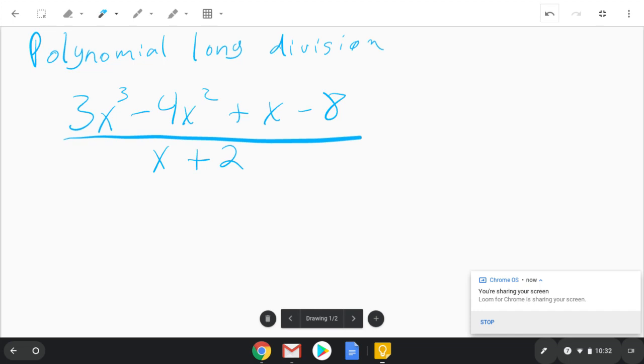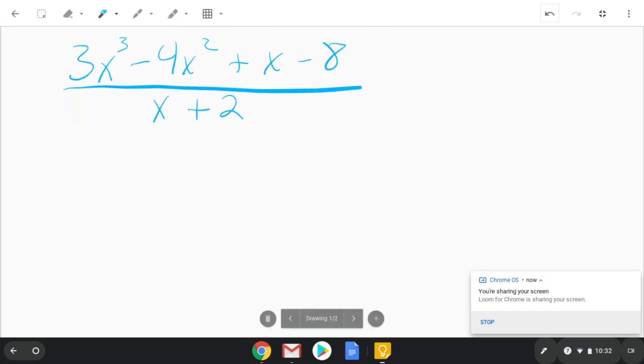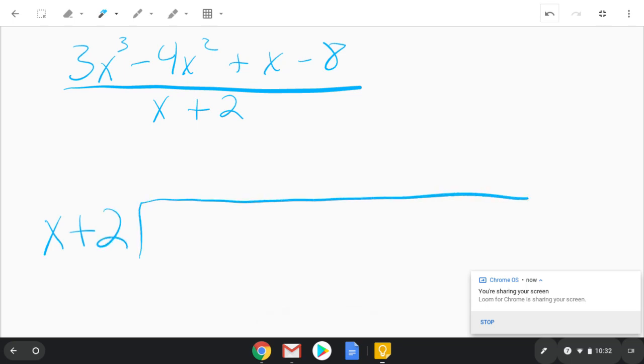The way we proceed with this is going to be doing long division, and it's going to feel a little weird. So you've got your divisor on the bottom. That goes on the outside of the house. And on the inside, you've got the thing you're dividing into. So we've got 3x to the third power minus 4x squared plus x minus 8.